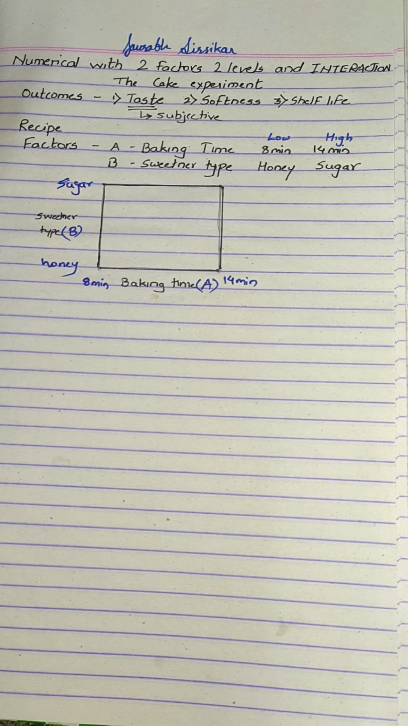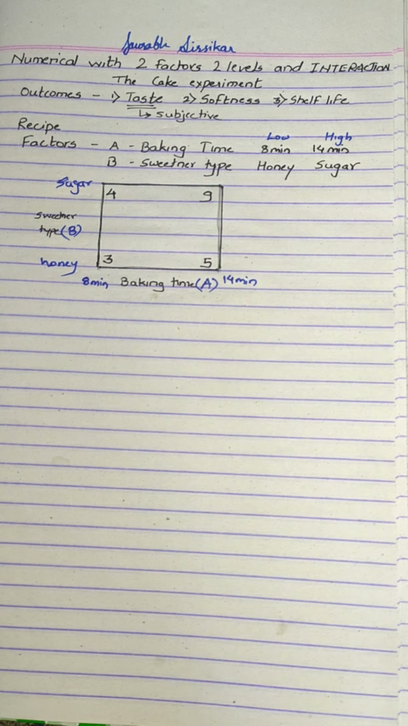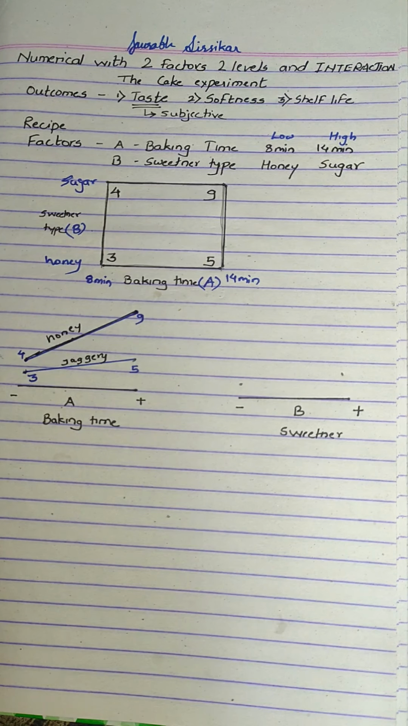Here are the test results: 3, 5, 4 and 9. 3 is a very bad tasting cake and 9 is a really good one. This is on a scale from 1 to 10. It is clear that the best tasting cake was produced when using sugar and baking time of 14 minutes, whereas the worst tasting cake, which had a 3 point, was made on honey and baked for a short time of 8 minutes.